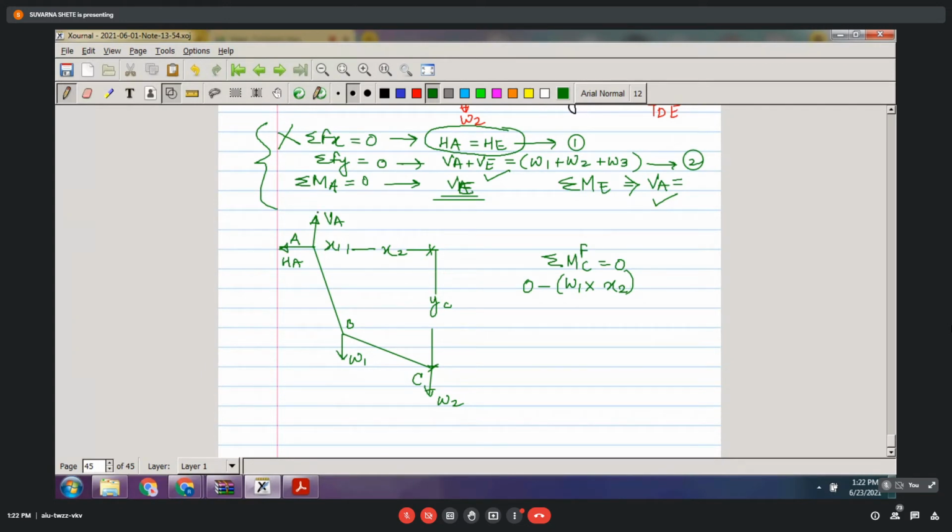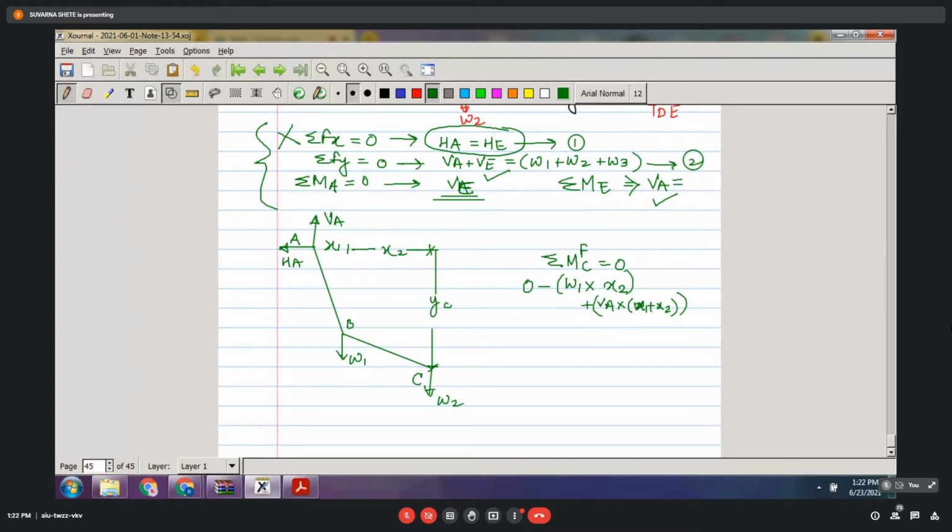Next is your vertically upward VA about point C. It will create a clockwise rotational effect with perpendicular distance of x1 plus x2. So I will write it with plus sign, plus VA into x1 plus x2. Is it clear to all?